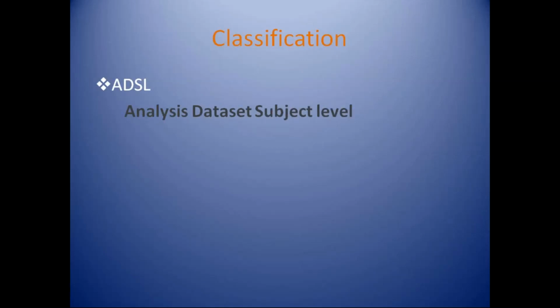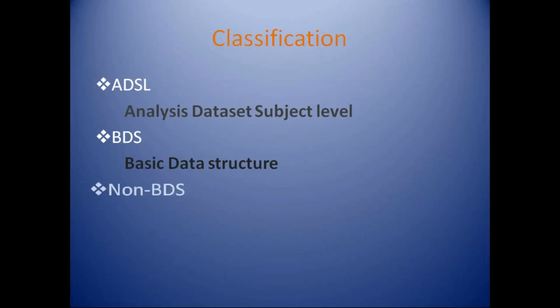ADSL stands for Analysis Dataset Subject Level. It only captures the subject level information. How can we create this ADSL? We can create it by combining the information from the demographic, exposure, and many other domains. I will explain this now. First, let's talk about BDS. BDS stands for Basic Data Structure, and non-BDS means there are certain domains which come under non-BDS.